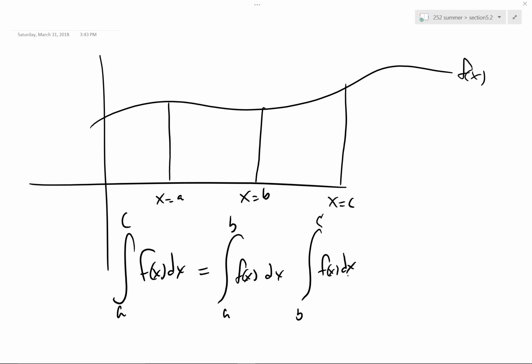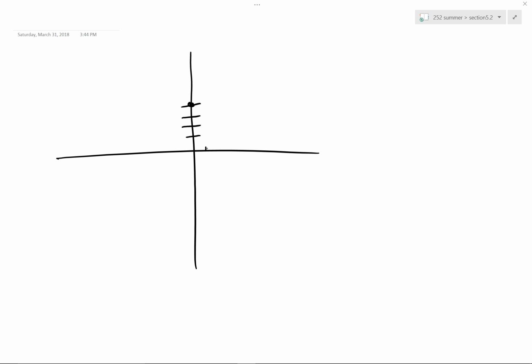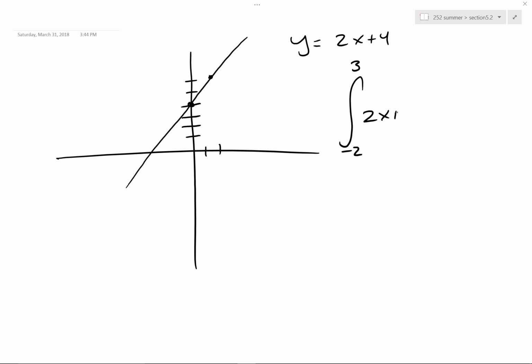Now, the thing that kills people in this section, and it drives me bananas, is that they want you to not use calculus so much as they want you to use geometry to find these areas, okay? And so they give you this equation here, for instance. This is the equation y equals 2x plus 4. And they want you to find the area under it between -2 and +3. And they want you to do it using geometry.